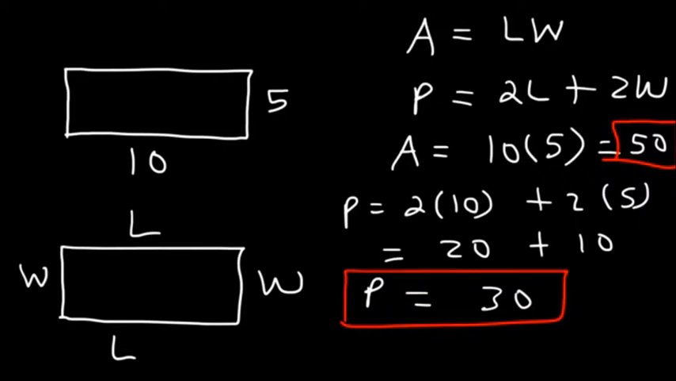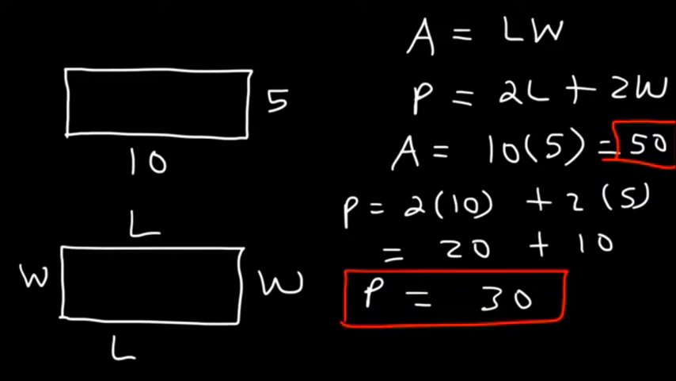So let's say if the area is 40 units, and let's say the length is 8 units. What is the perimeter of the rectangle? Go ahead and try that problem.